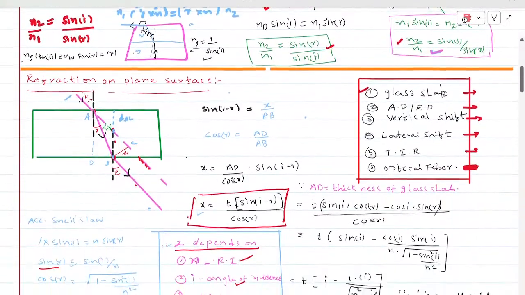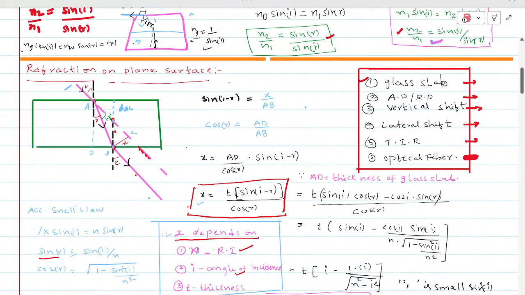So now we will see refraction and the glass slab. The applications are apparent depth to real depth. Real depth is where the object lies, or the thickness of the glass slab. The refraction phenomenon through a glass slab gives the concepts of vertical shift and lateral shift, and on plane surfaces, TIR and optical fiber. The application of TIR is the optical fiber. In the glass slab, we will study the vertical shift and lateral shift concepts.